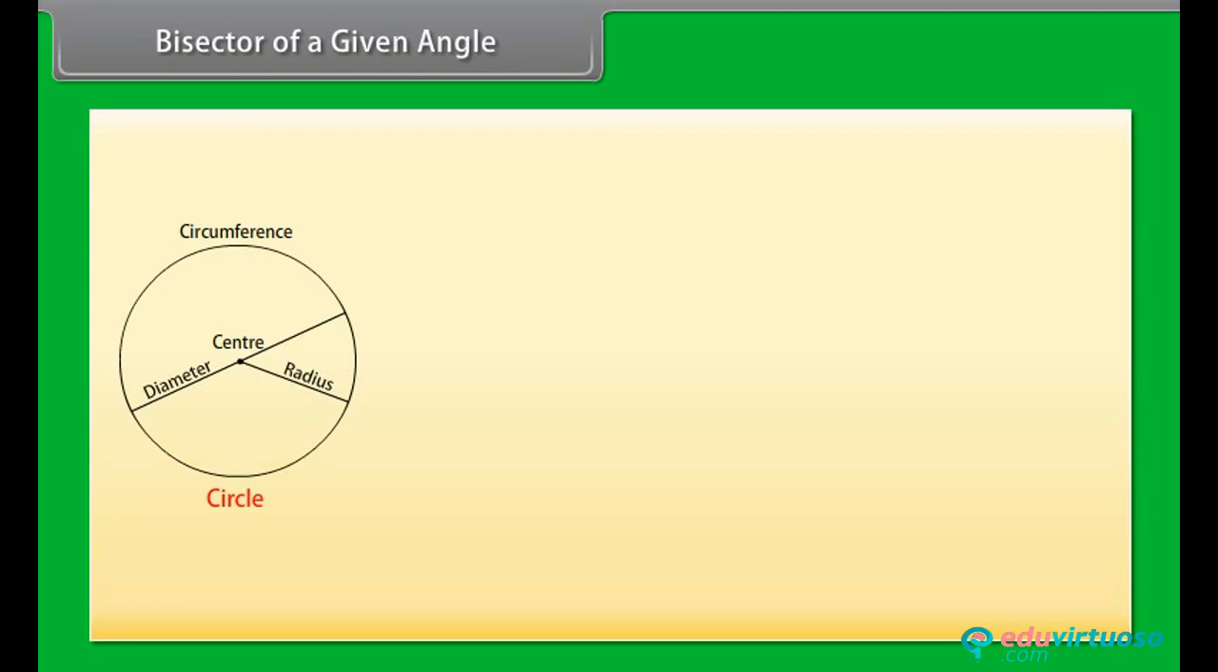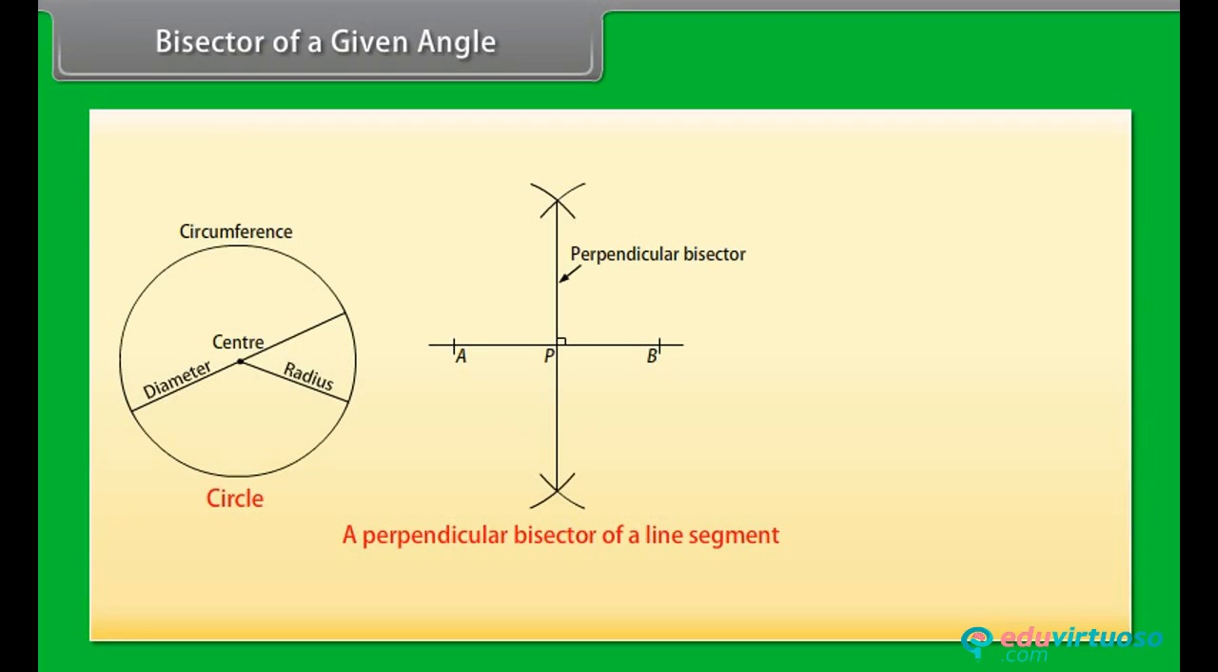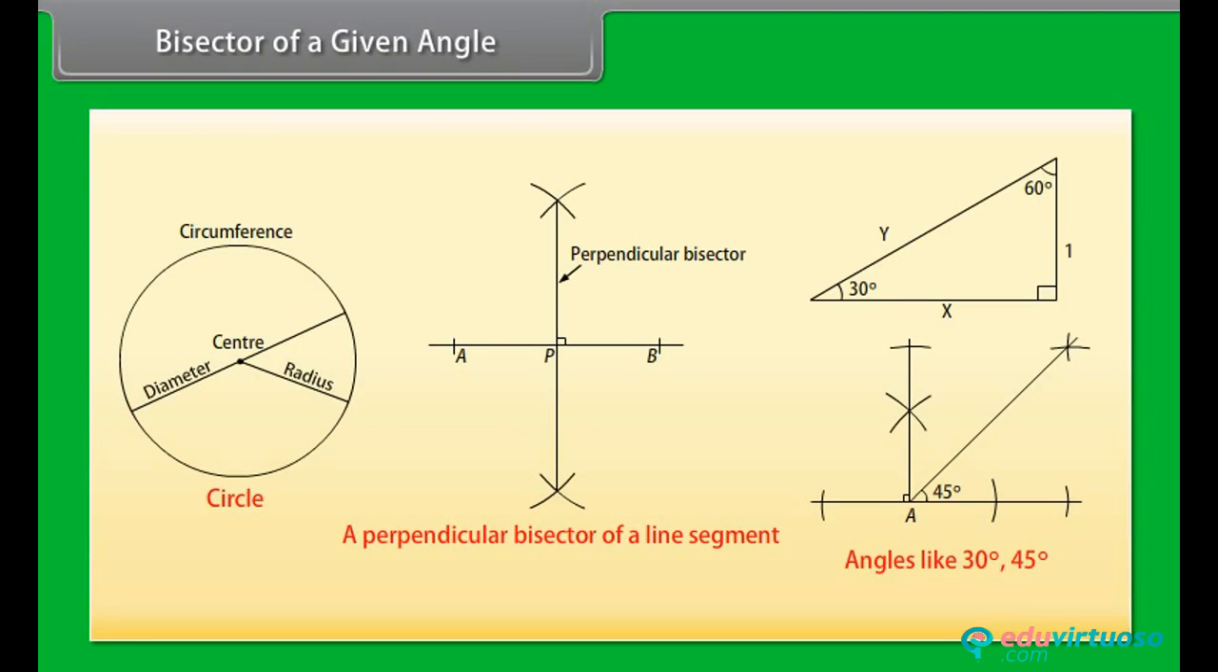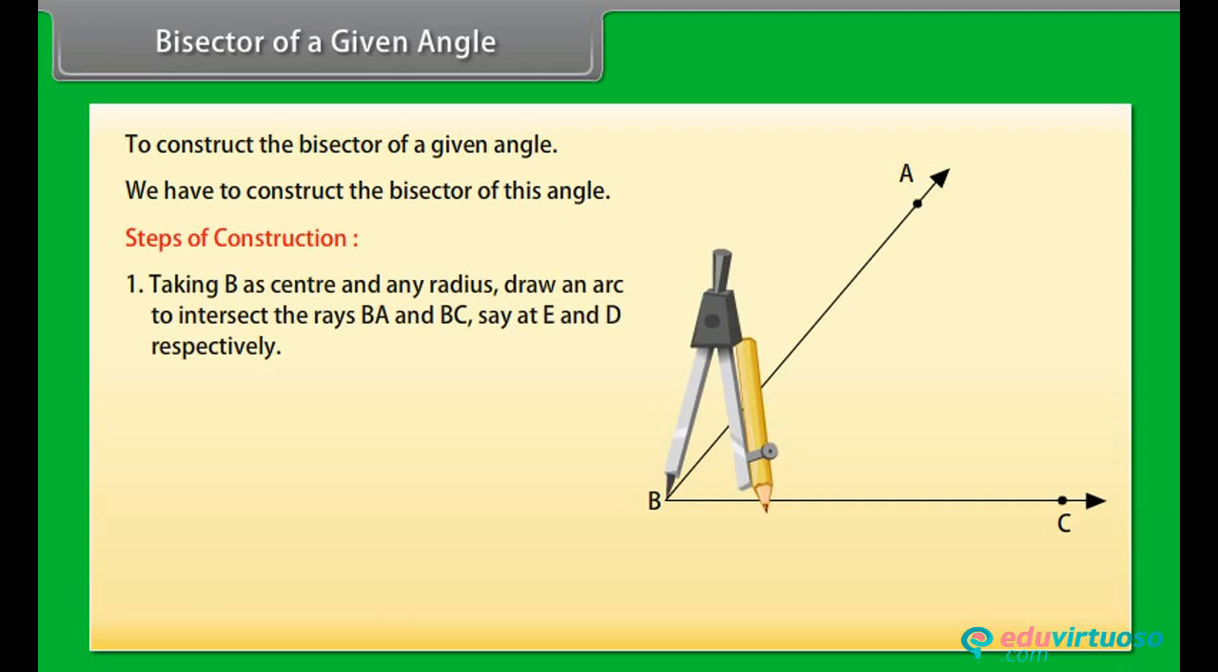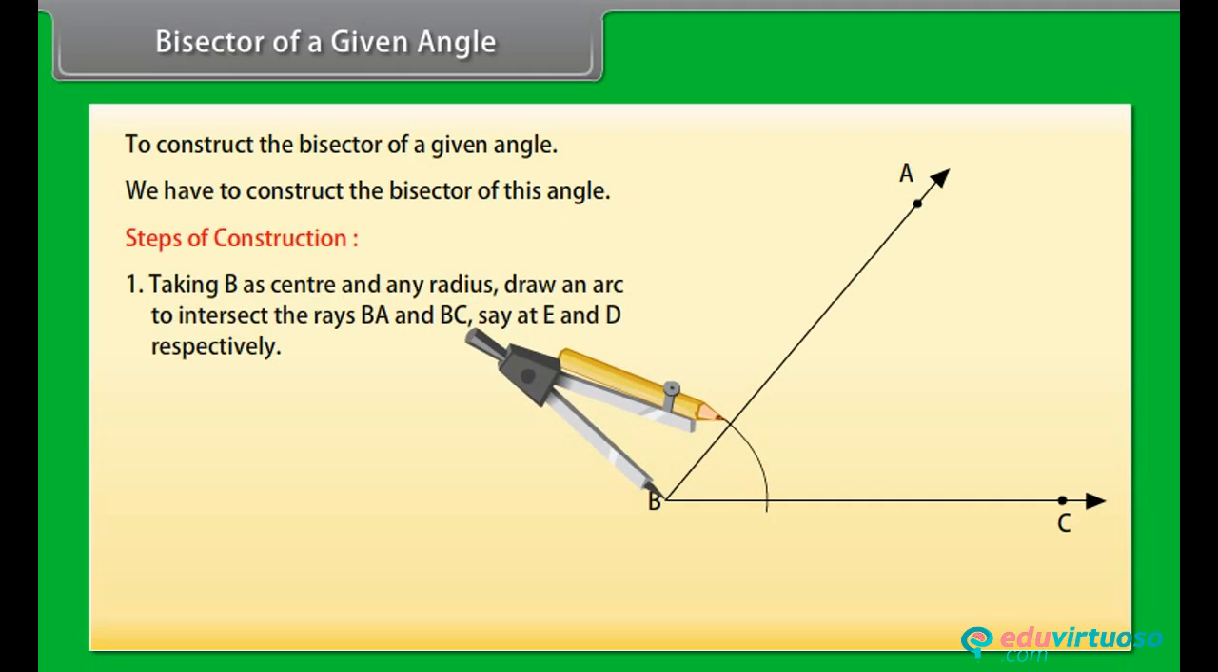Bisector of a given angle. Friends, we know how to construct a circle, a perpendicular bisector of a line segment, angles like 30 degree, 45 degree. Now we will learn to construct the bisector of a given angle. Let us take an angle ABC. We have to construct the bisector of this angle. First of all, taking B as center and any radius, we will draw an arc to intersect the rays BA and BC, say at E and D respectively.